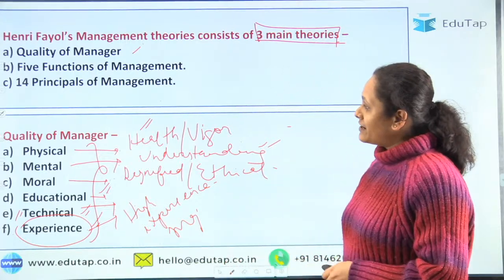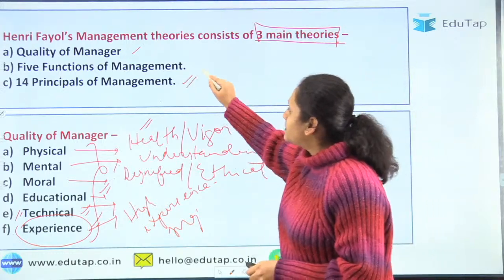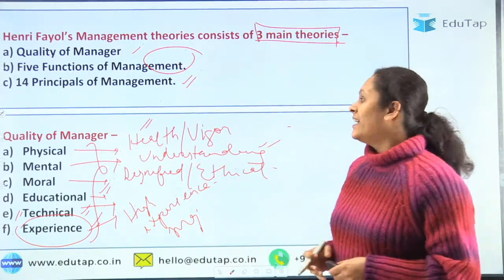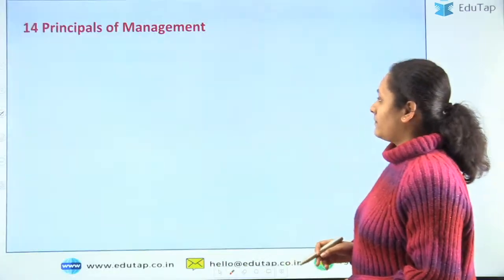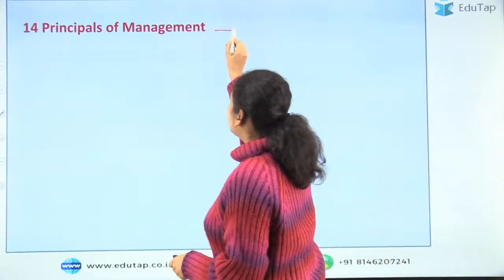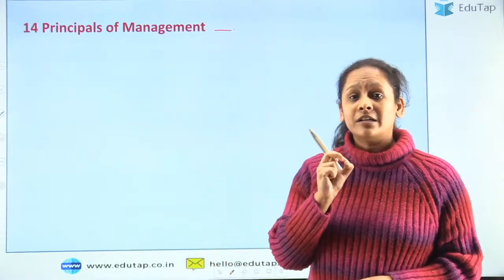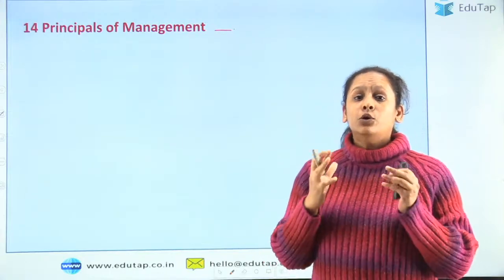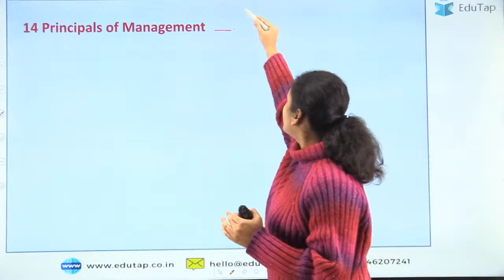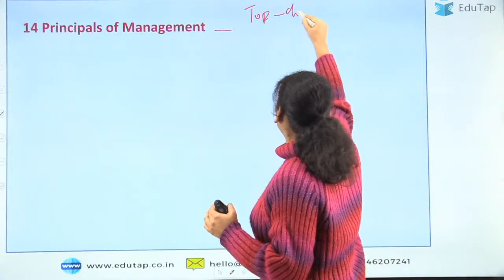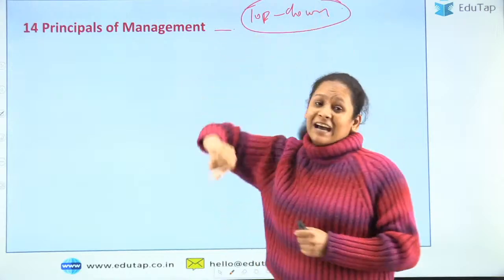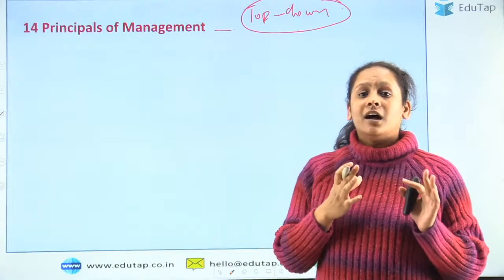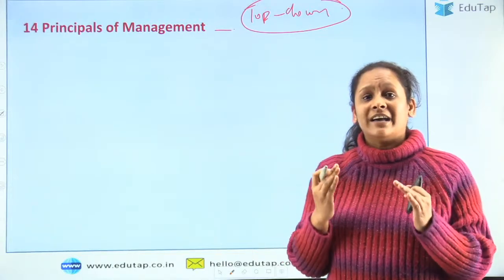So now let us understand the 14 principles of management, and then lastly we'll cover the 5 functions of management which Henry Fayol gave. Now let us understand these 14 principles which Henry Fayol adopted. Keep in mind, Henry Fayol was the first one who said that there should be a top-down approach in management. Okay? So what were the 14 principles which he said a manager or a person in a higher hierarchy should follow?